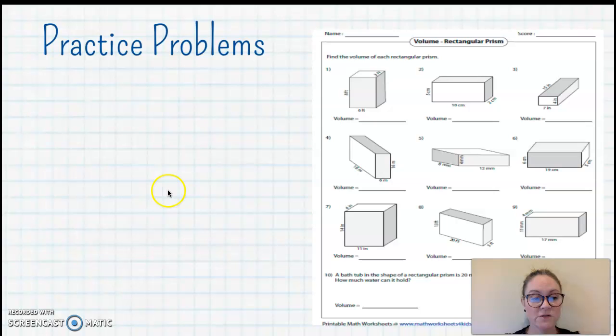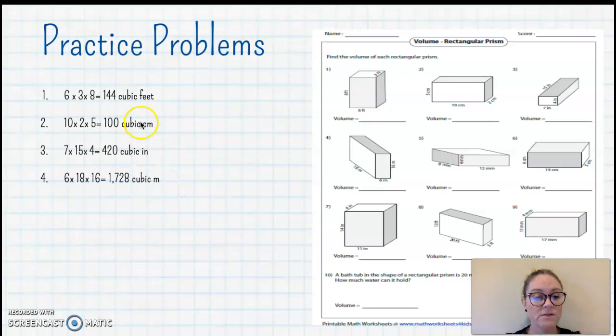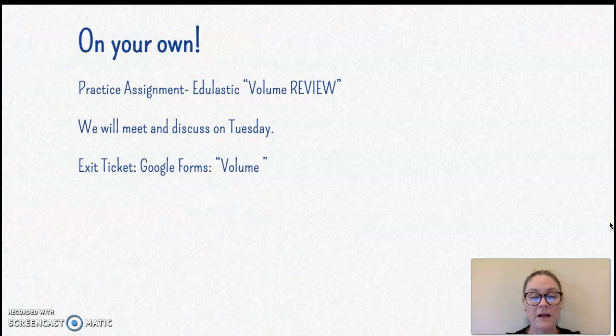All right, guys, thanks for doing that. Here are your answers to the first 4 practice problems. Here we have 6 times 3 times 8, and I got 144 cubic feet. Number 2, I have 100 cubic centimeters. Number 3, 420 cubic inches. And number 4, 1,728 cubic meters.